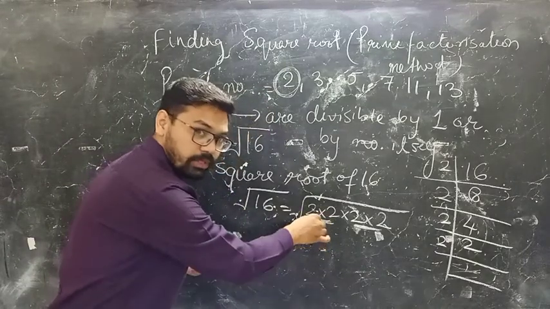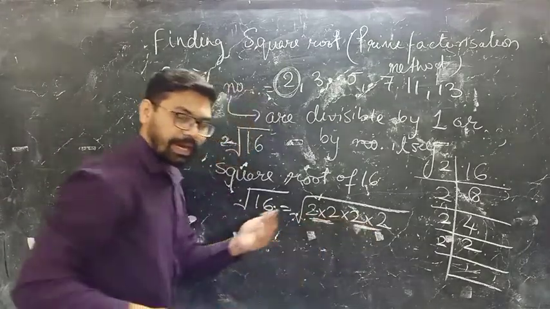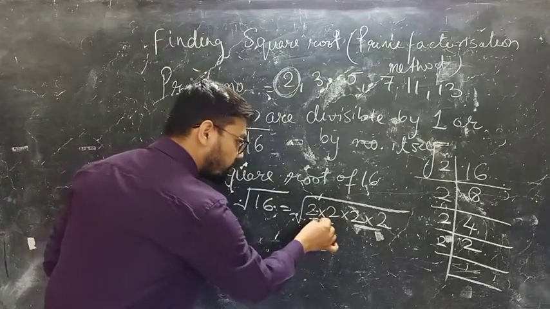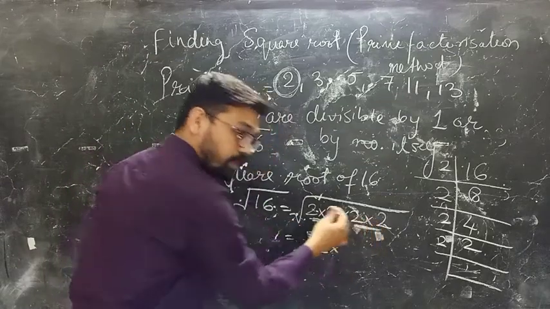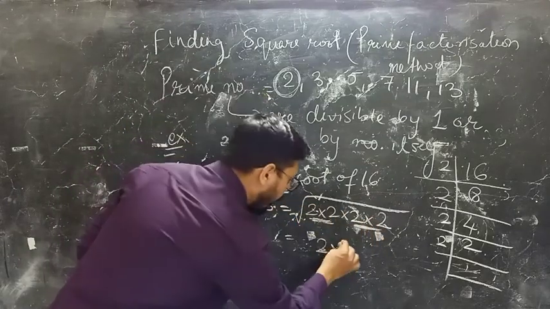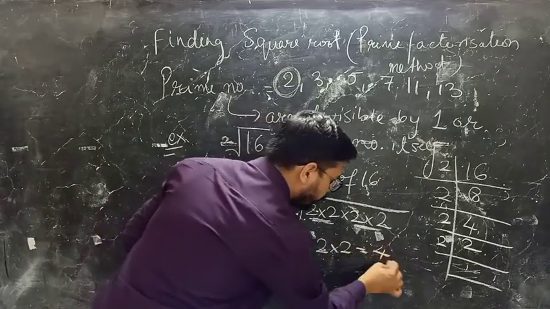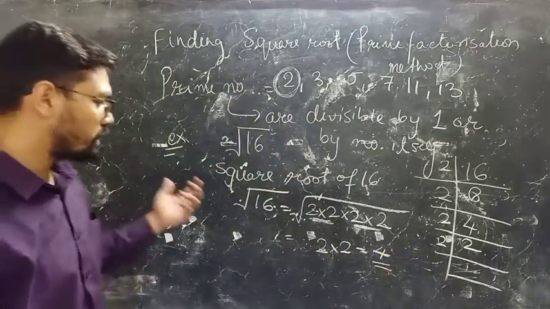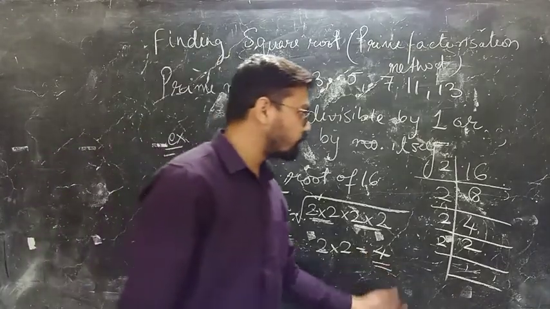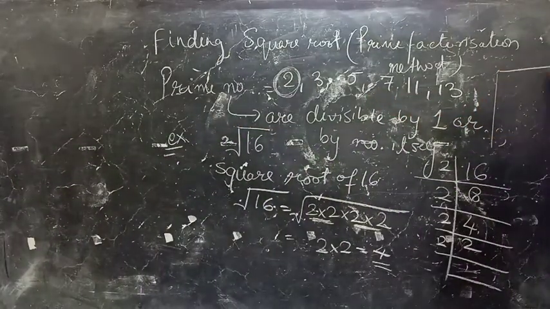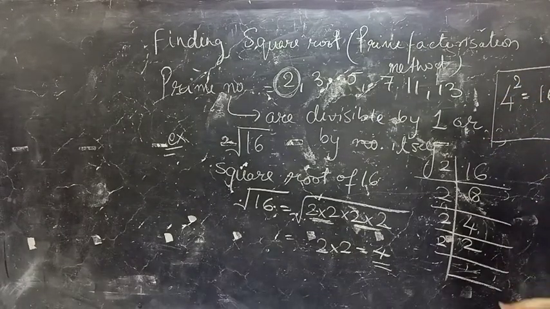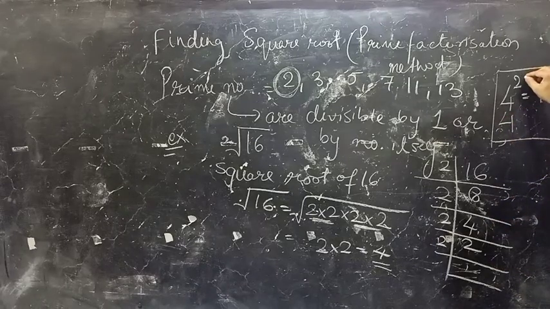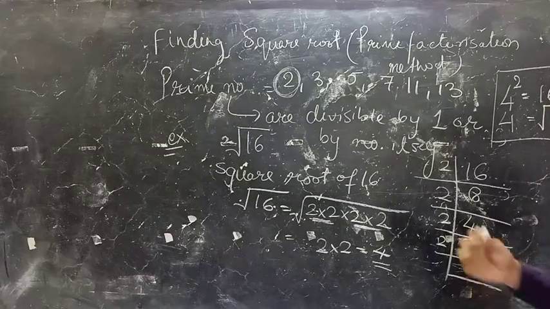Let's say I have two pairs here, 1 and 2. From each pair I take one 2 outside the square root. So from this pair I take 2 out, and similarly from the other pair I take another 2 out. So 2 2s are 4. So the square root of 16 is equal to 4, and I hope you all know that the square of 4 is equal to 16. So when you remove the square, you can write it like this. Both are correct.